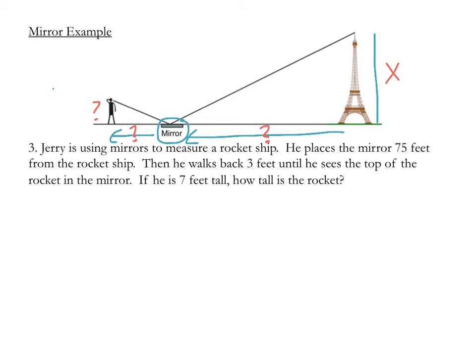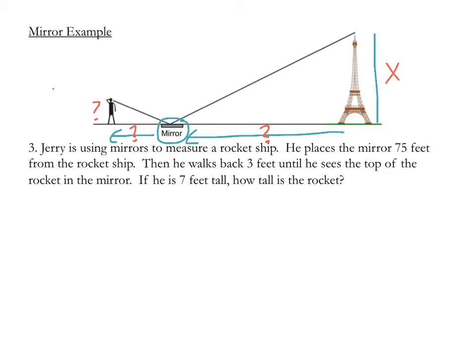It says Jerry is using mirrors to measure a rocket ship. He places the mirror 75 feet from the rocket ship. Then he walks back 3 feet until he sees the top of the rocket in the mirror. If he is 7 feet tall, how tall is the rocket? The setup here has to be different than the other two. Every problem is going to set up differently. The first shadow problem, we just had two separated triangles that face the same way. The overlapping shadows problem, we had a triangle inside of another triangle. This one we have two triangles that face in towards the mirror.